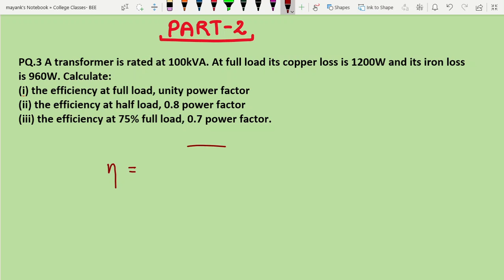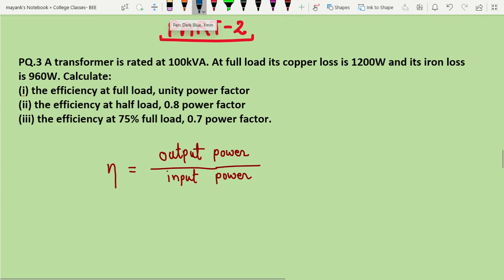So first of all, what is efficiency? Efficiency is always output upon input. What kind of input? For a transformer it is output power divided by input power. Mostly it is calculated in percentage, so we will multiply by 100 to find the percentage value. Now, this formula can be modified as this one.